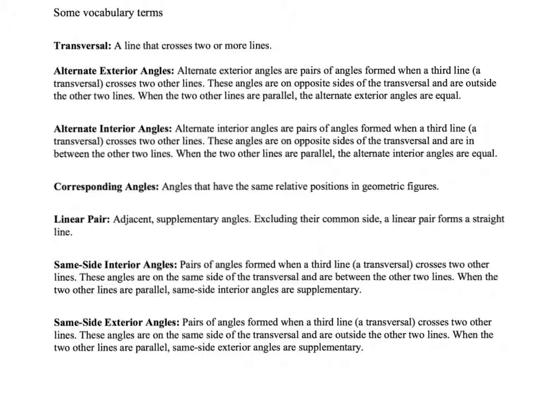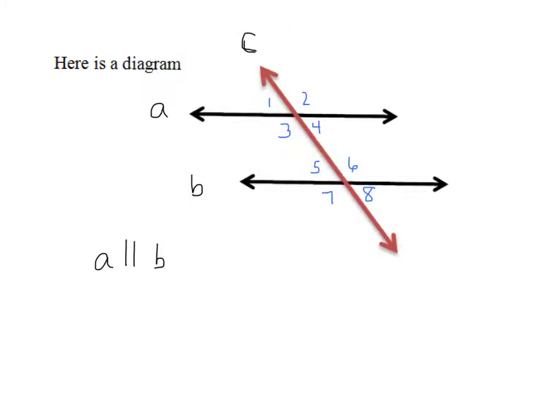The list of words for this lesson include transversal, alternate exterior angles, alternate interior angles, corresponding angles, linear pair, same side interior angles, same side exterior angles.